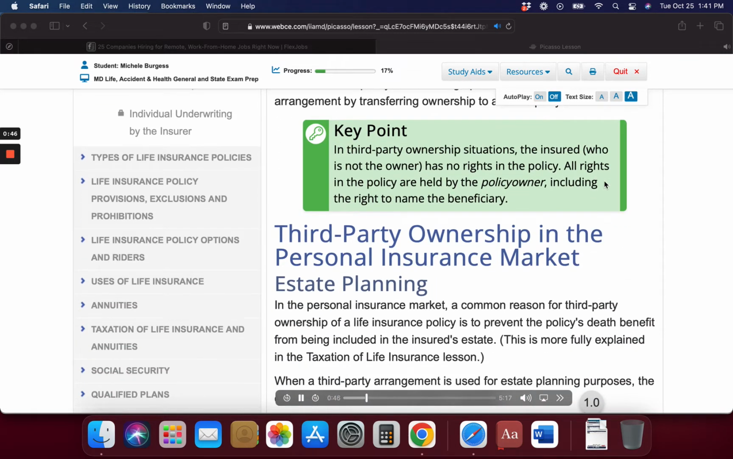Key point: in third-party ownership situations, the insured, who is not the owner, has no rights in the policy. All rights in the policy are held by the policy owner, including the right to name the beneficiary.